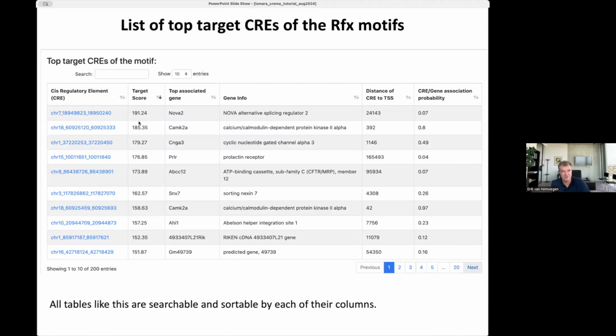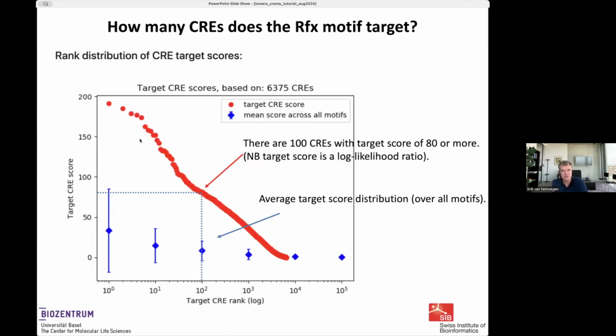So 191, 185, 179, and so on. And we basically counted, as a function of this target score, how many CREs there are that have at least this target score. And so that's this red curve. For example, this point here at 100 means that there are 100 CREs which have a target score of at least 80 or more. Okay, so you get an idea of how many targets there are with a high score of being targeted.